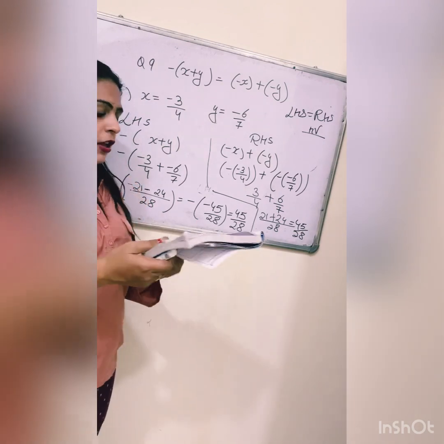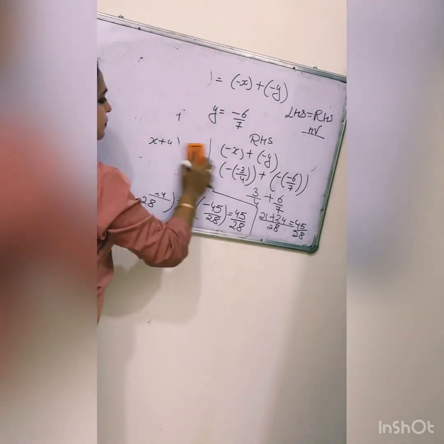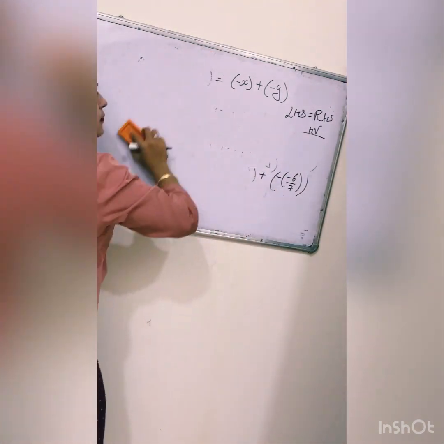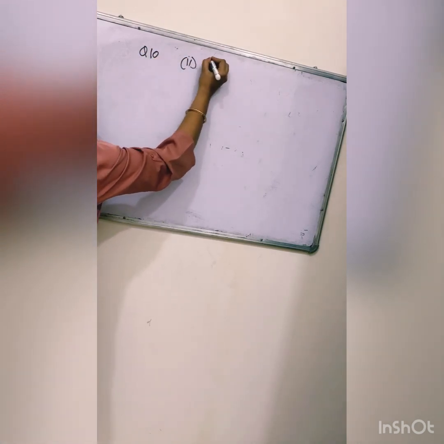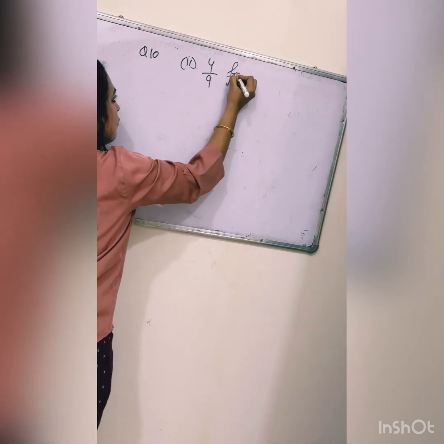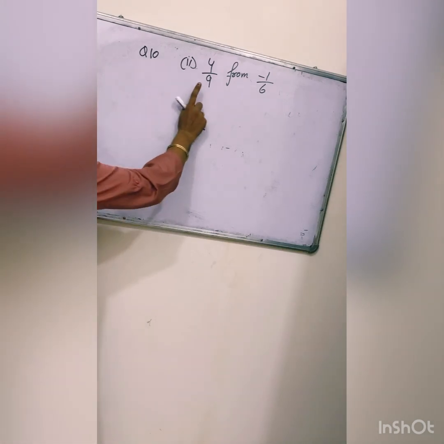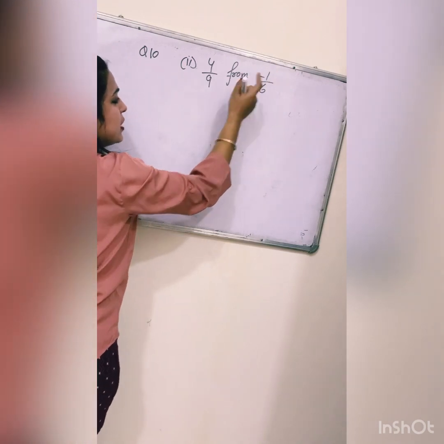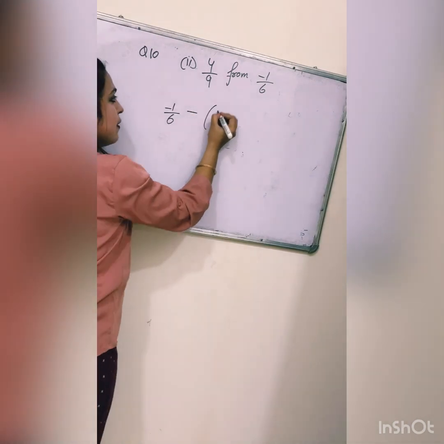Okay? Coming to question number 10, that is subtract. Till now we were doing the questions of addition and subtraction mixed. Now question number 10 is subtract. We'll do the second part. 4 by 9 from minus 1 by 6. 4 by 9 has to be subtracted from minus 1 by 6. It is subtracting this from this. So we always write the from one first. Okay? Minus 4 upon 9.